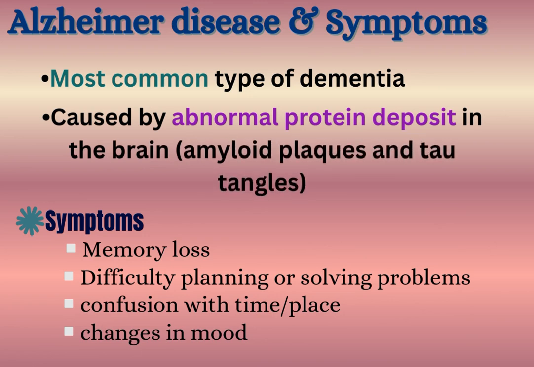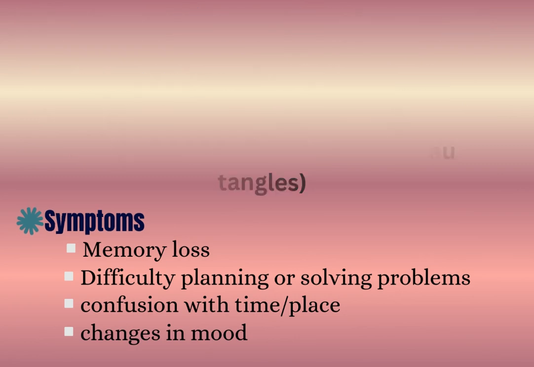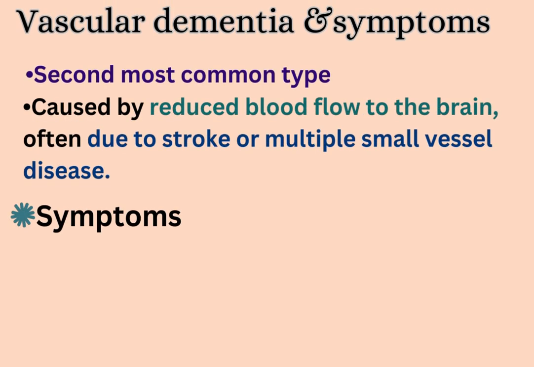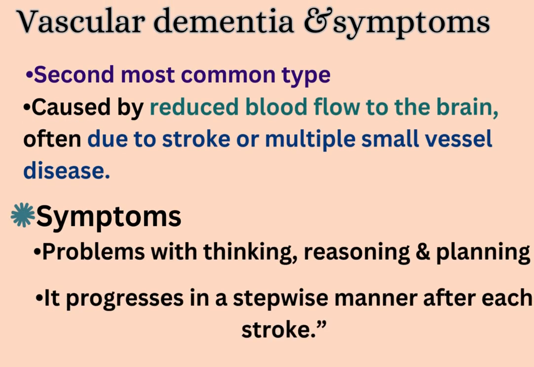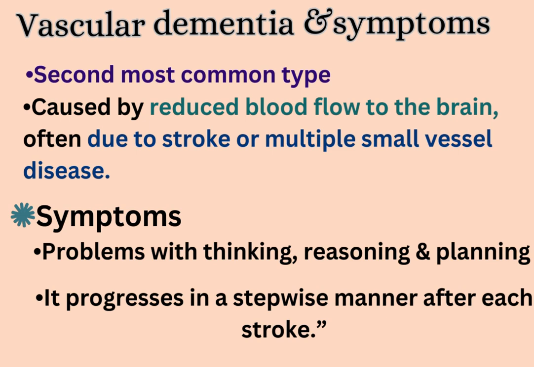and tau tangles. Symptoms are memory loss, difficulty planning or solving problems, confusion with time and place, changes in mood. Vascular dementia. It's caused by reduced blood flow to the brain, often after a stroke or series of small strokes. Symptoms are impaired judgment, difficulty with attention and planning, slowed thinking, sometimes memory loss.